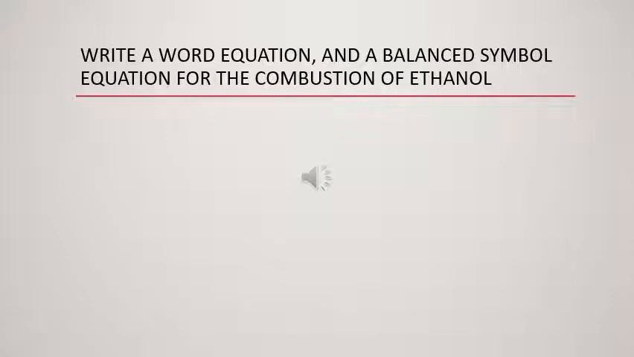You now have a task to do. Write a word equation and a balanced symbol equation for the combustion of ethanol. You'll need to remember what is meant by combustion and what the products of combustion of ethanol would be. These are given on the previous slide. Pause the video now and attempt this question. If you are stuck, I'm going to go through some hints over the next few slides, so you can keep listening, but I'd rather you pause it now and try to do this yourself.